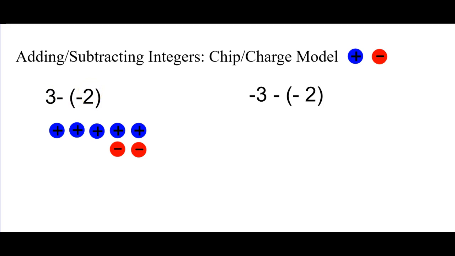So that's what I'm going to do, and I'm going to demonstrate that just by saying, these 2 red ones right here, they're going to get taken away. And what am I left with? I'm left with 5 positives. And so if you didn't quite understand that, rewind the video and watch that again. I think this is probably the coolest thing about chip charge model is how well it shows why we add a positive when we subtract a negative.